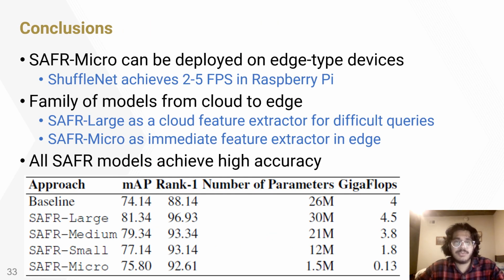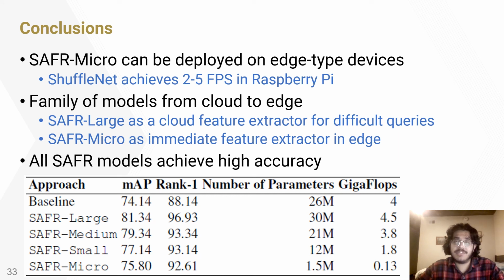So in conclusion, we've presented here the SAFR family of models. SAFR models are small, accurate, and fast models for ReID. They can be deployed on the continuum of cloud to edge. In literature, ShuffleNet, which we use for the SAFR Micro model, achieves 2 to 5 FPS on Raspberry Pi. We, in this case, further improve it by removing additional unnecessary layers in the end, and so it can have slightly higher FPS on a Raspberry Pi.